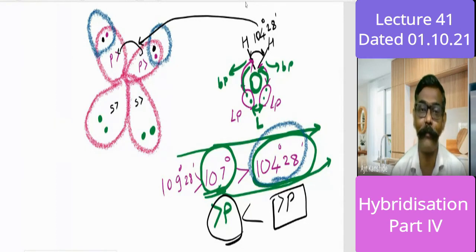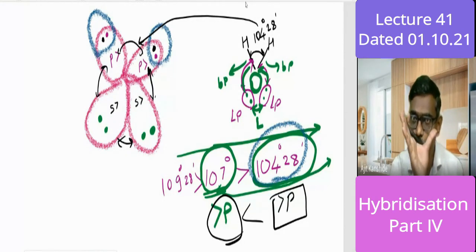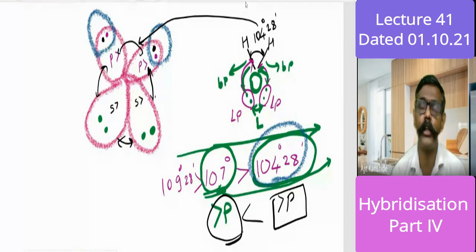Previously, what explanation was given? Lone pair repulsion. Lone pair bond pair repulsion is there, and because of that repulsion, the bond shrinks and the bond angle comes to 104 degrees 28 minutes.